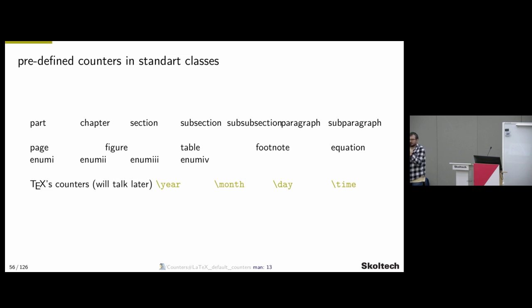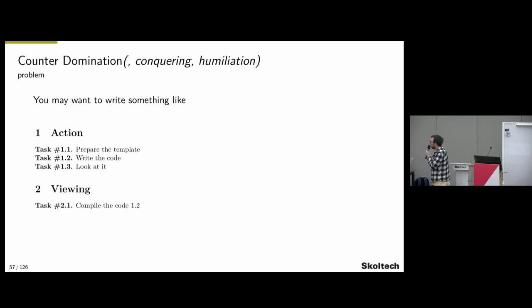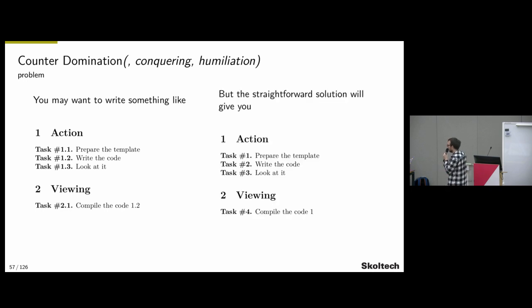There are some predefined counters. So part, chapter, section, and so on and so forth, they all have a counter. And there are some counters for TeX, like year, month, day, time, and so on, and there are some more counters. And a counter has dominance. You saw about dominance in the second lecture. And let's dive a bit deeper. So sometimes we have counters like this, but want counters like this.